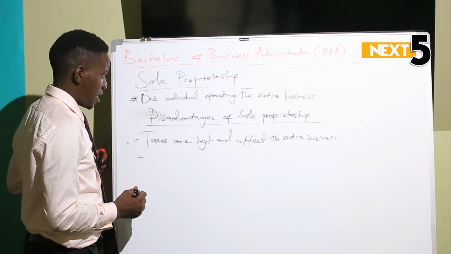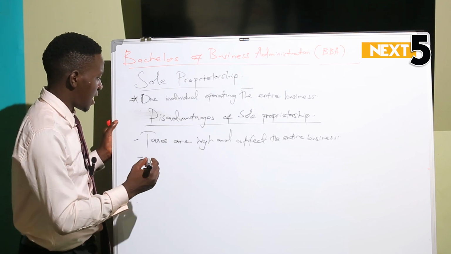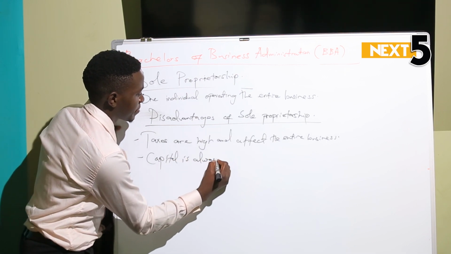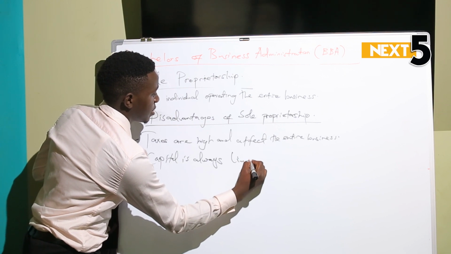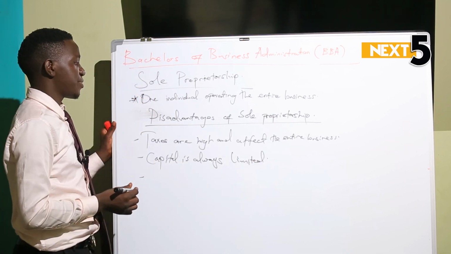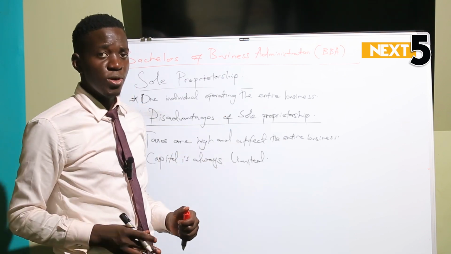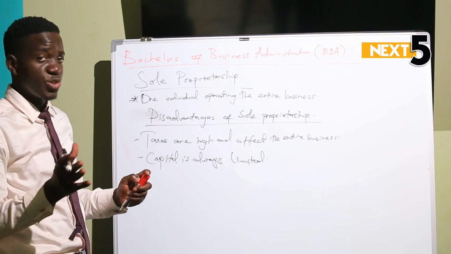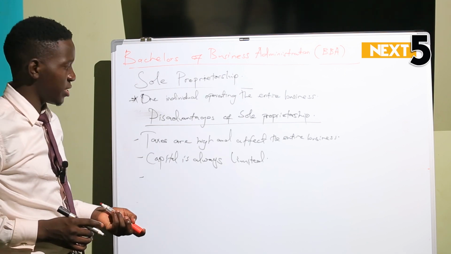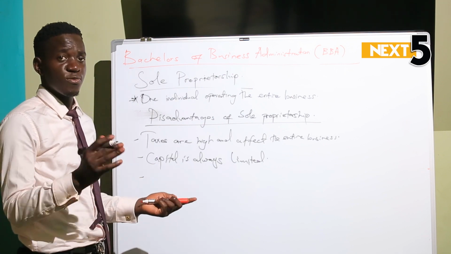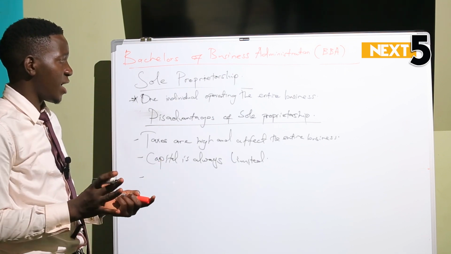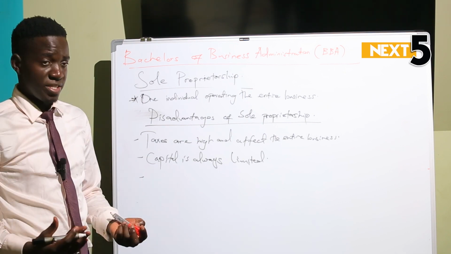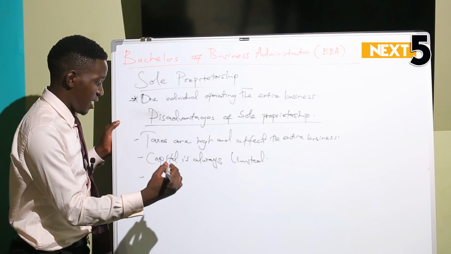And then also another disadvantage under sole proprietorship is that the capital is always limited. So you find that there is always limited capital since it is only one individual. For example, if an individual is starting off a retail shop, just as I mentioned in the examples, the capital they're going to be starting with is always less. And if they are not helped anywhere, they're going to start a very small business that is going to be generating less profits. So less profits is also another disadvantage.